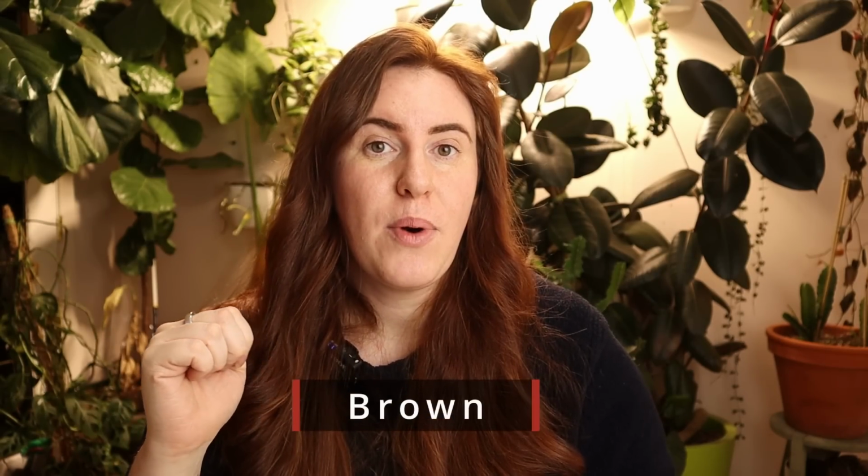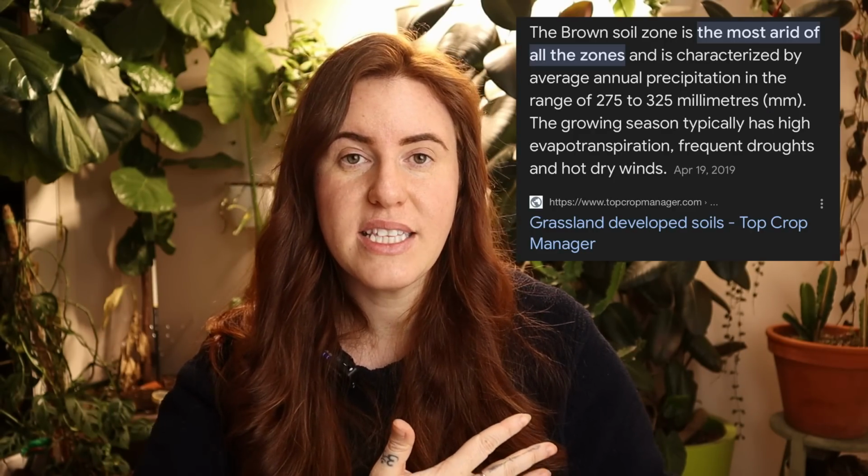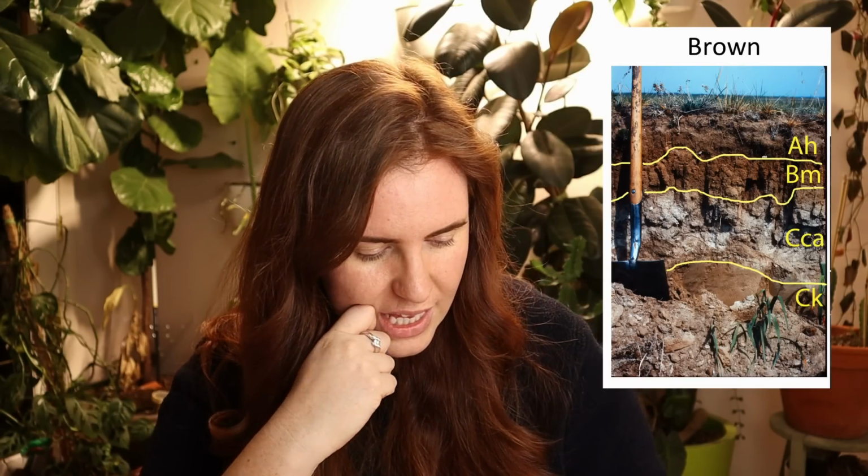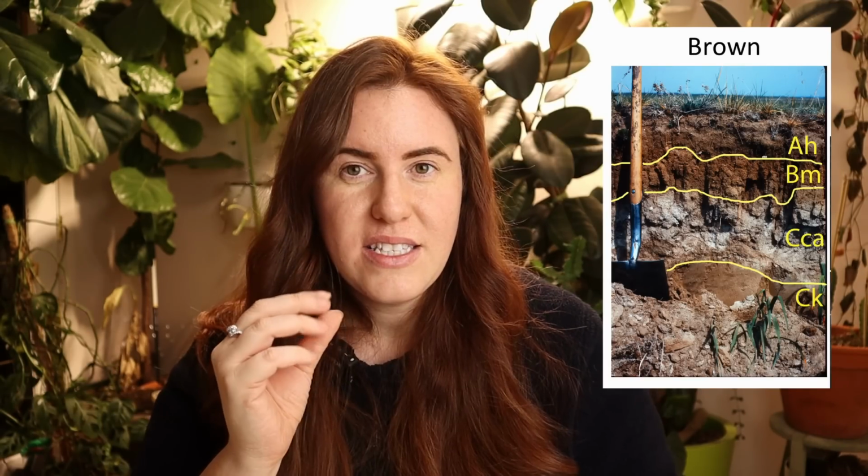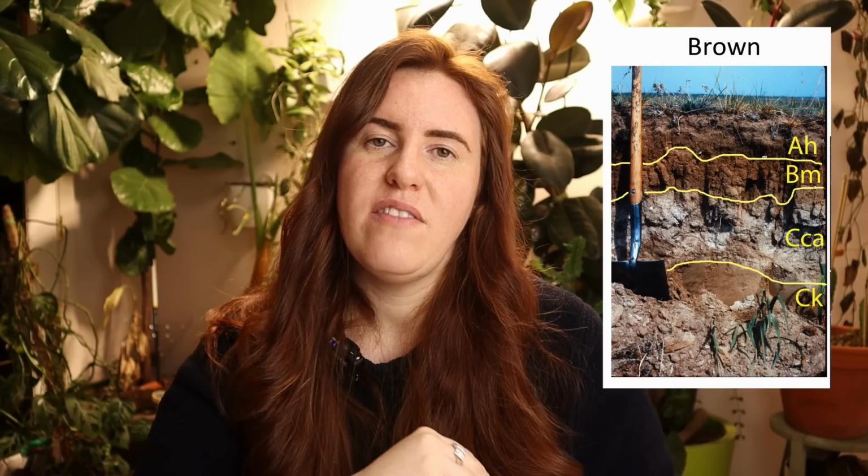So the next one is the brown soil zone. Now we're getting really low in the country, kind of the bottom. Most of the United States kind of falls into this, particularly where they farm. And this is a zone that gets 275 millimeters to 325 millimeters of precipitation. It's low.